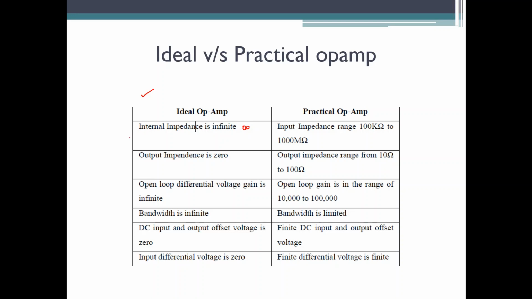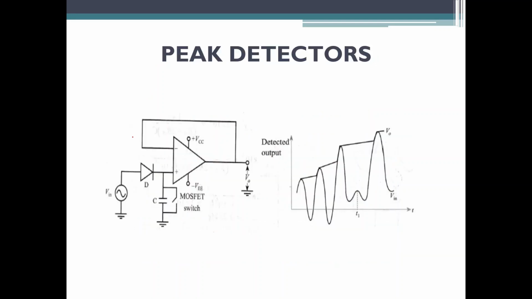Moving on further, launching directly into the application part, the very first application of my op-amp circuit is the peak detector. So what is this peak detector? Let us say I have a waveform, okay? Let us say I have a waveform something like this.